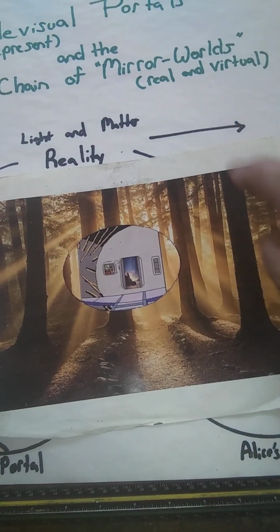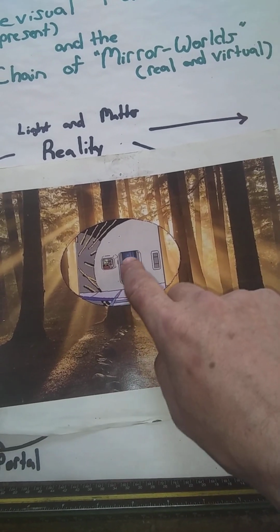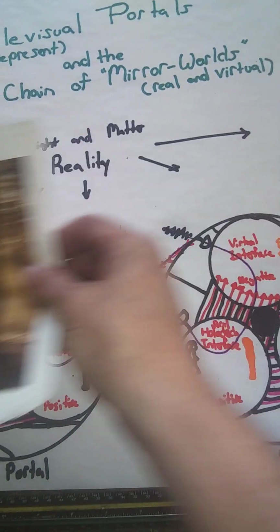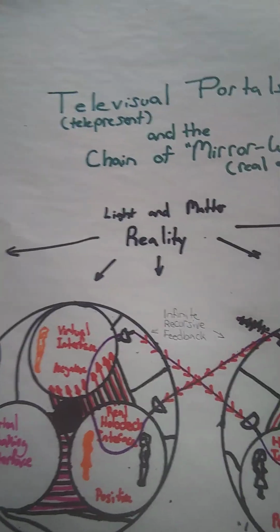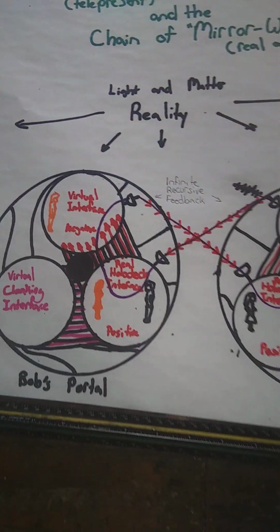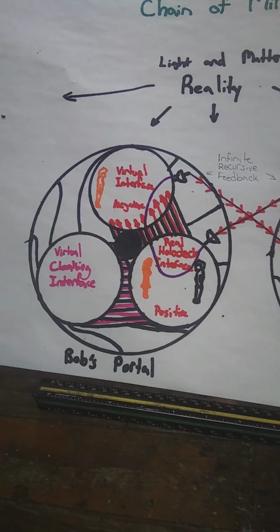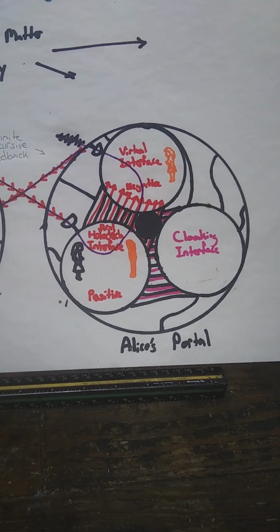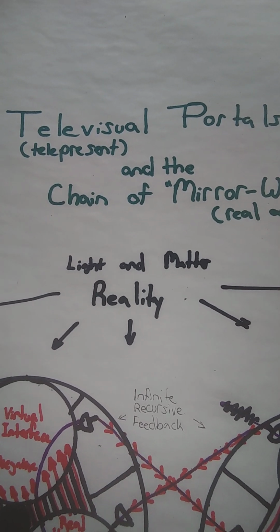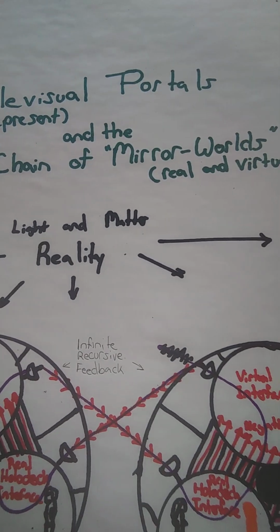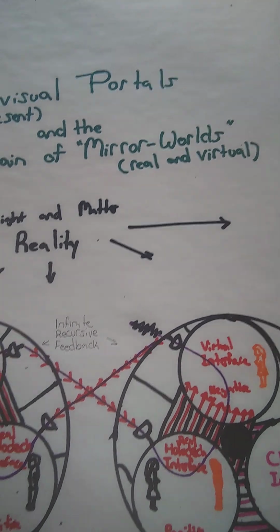It's a spherical portal. And these are the cutaway cross-section diagrams of this same televisual portal, except there's a pair now. There's Bob's portal and there's Alice's portal. And this is televisual portals, telepresence, and the chain of mirror worlds, quote-unquote, real and virtual.